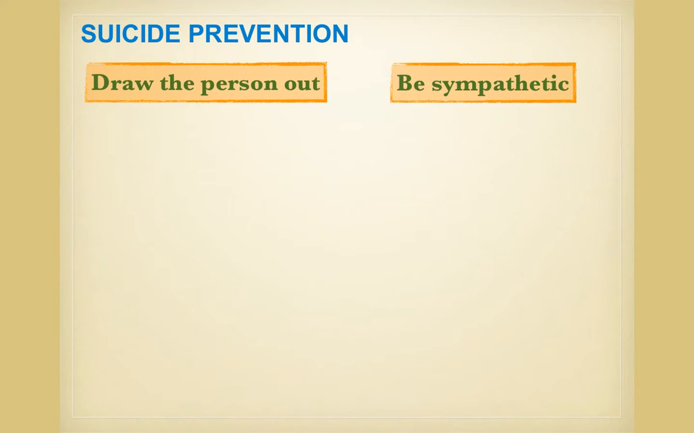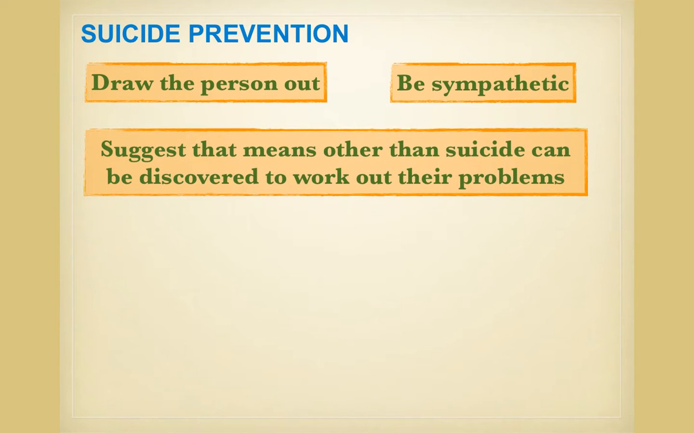Be sympathetic. Now, sympathy and empathy are two different things, and it's important to be able to empathize without trying to express how much you think you understand, because, of course, anybody who's going through something doesn't really feel that anybody understands. Your saying you understand doesn't convince them that you do. Suggest that means other than suicide can be discovered to work out their problems, and be positive, looking at other alternatives that either you can help them with or that you can direct them to get that help.